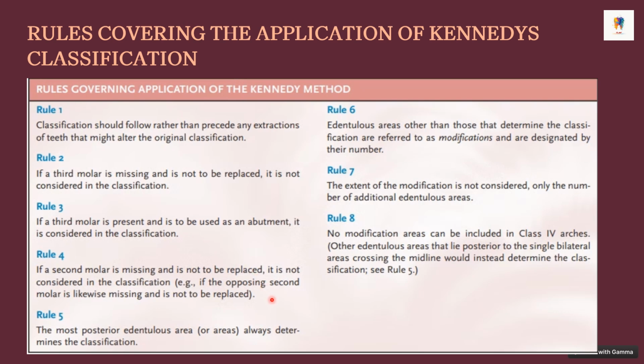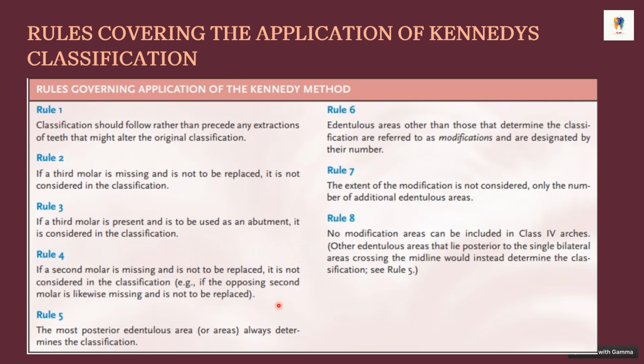Then rule 4 is, if a second molar is missing and is not to be replaced, it is not considered in the classification. Example, if the opposing second molar is likewise missing and is not to be replaced. If there is a missing second molar and you don't want to replace it, similarly to the second rule, where the missing third molar was not to be replaced, you are not considering it in the classification. Similarly, in rule 4, there is a missing second molar and you don't want to replace it, so you are not considering that missing second molar in the classification.